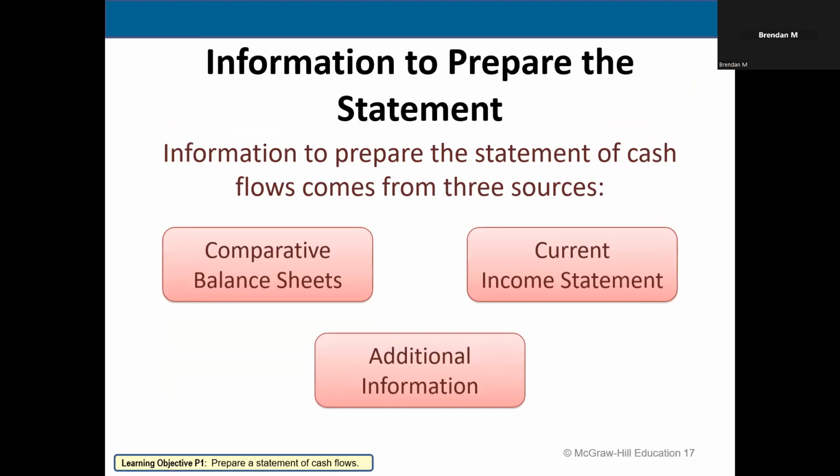What do we need to prepare the cash flow statement? We just need a couple of things. We need two balance sheets, for the current year and the prior year. We need an income statement for the current year. And when it comes to the investing section and the financing section, we need additional information that we have to dig out of the general ledger.